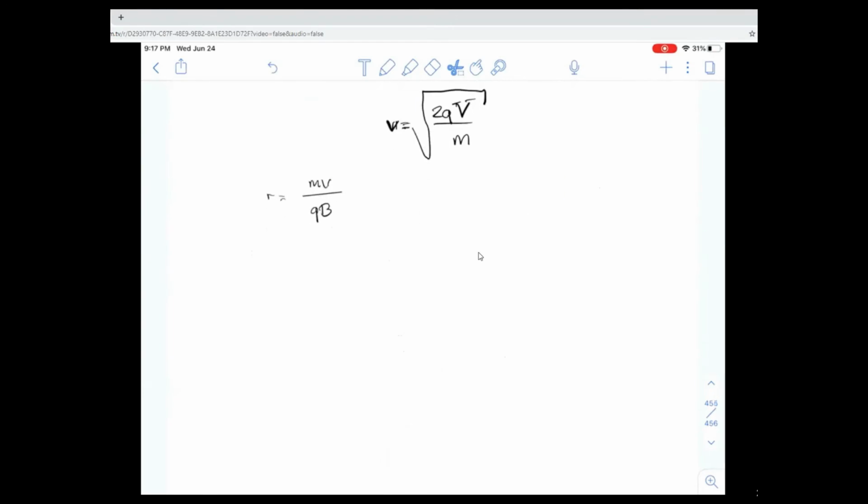All right, so let's do a substitution. I just put it in here, and then we may have to clean this up a bit. All right, M divided by net charge times the strength of the magnetic field. So we have 2Q.